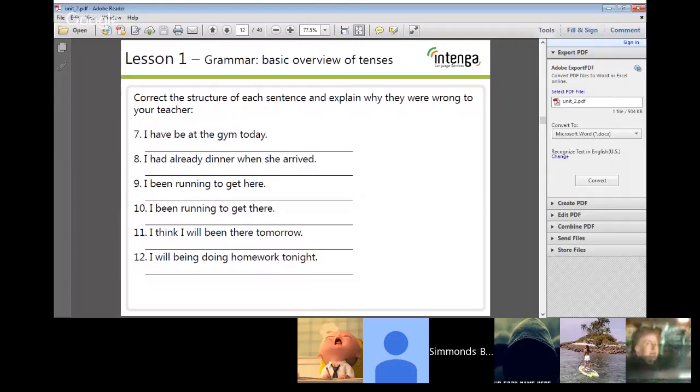Lots of good grammar questions today. So let's look at 12. I will be doing homework tonight. What do we need to change here?